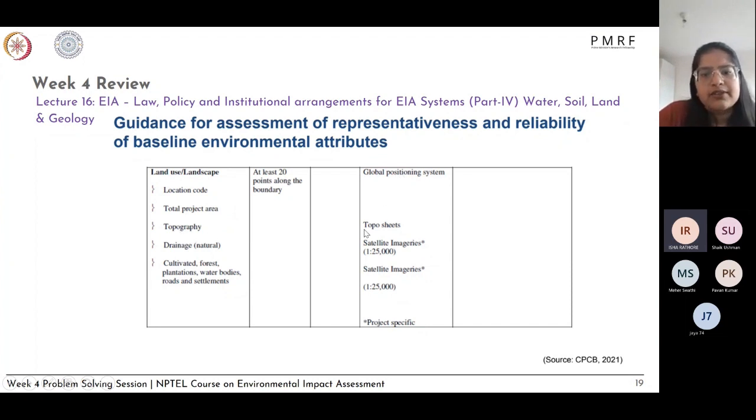And then for topography, we draw topo sheets showing the latitude and the levels for the different slopes on the site. For drainage, we again use satellite imagery, where we look at the ridges and the valleys. Valleys are where the water flows through directly, and ridges are like mountains or high points. For cultivated forest plantation and water bodies, we again use satellite imagery. These are subject to project-specific things, but these are some of the techniques through which you measure all of these environmental parameters relating to land and geology.